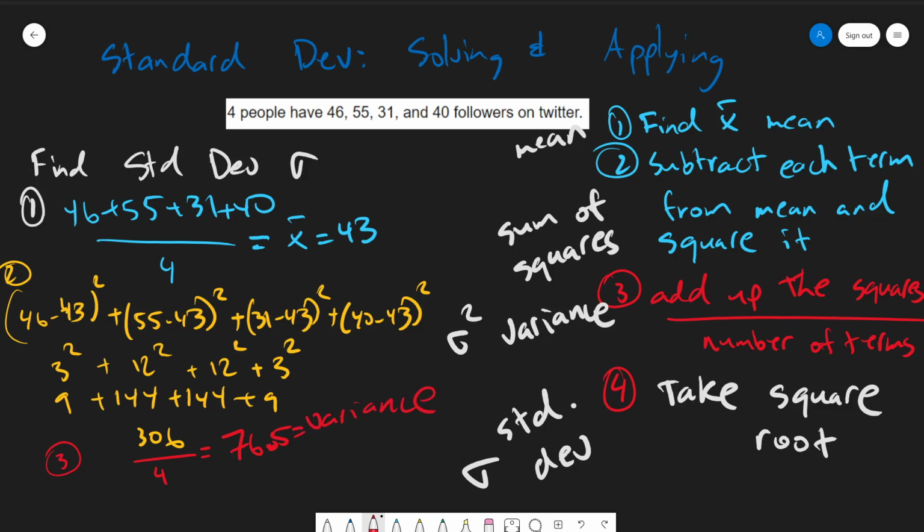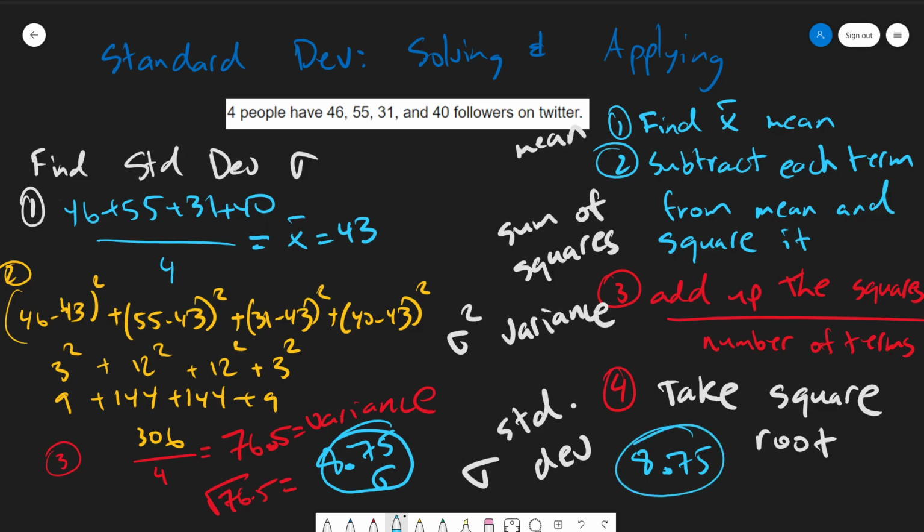And then we take the square root of that. And we get 8.75. And this is our standard deviation. So we did all that work just to get 8.75 as our standard deviation.